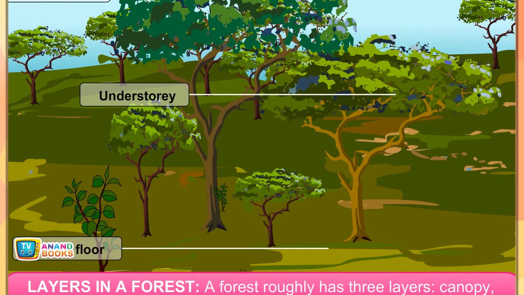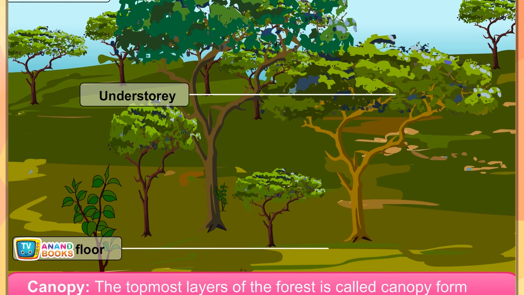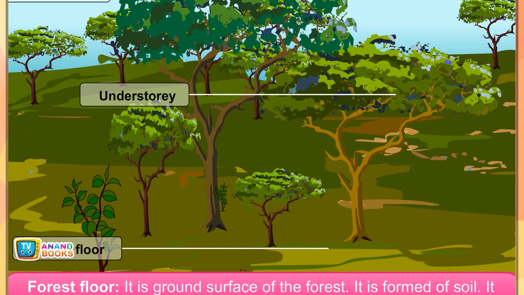Layers in forest. A forest roughly has 3 layers: canopy, undergrowth and forest floor. Canopy. The topmost layer of the forest is called canopy. Undergrowth. Shrubs, herbs and creepers are also part of the undergrowth. Forest floor. It is the ground surface of the forest. It is formed of soil. It contains remains of dead and decaying matter called humus.